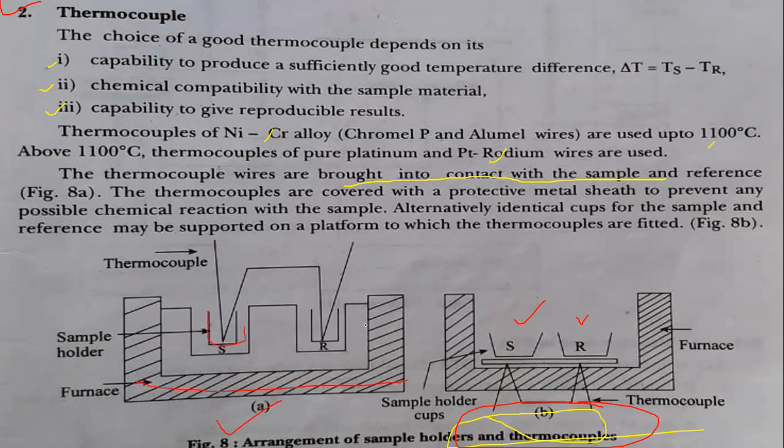In which we are going to keep the sample and reference. These are the sample holder and reference holder. No problem. And this is a furnace, for the heating purpose.